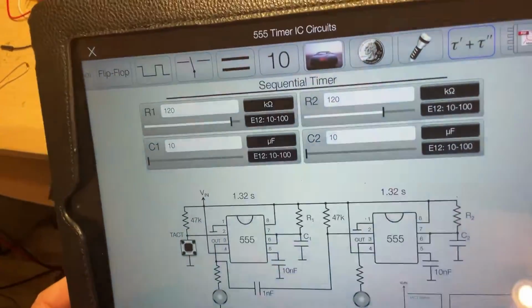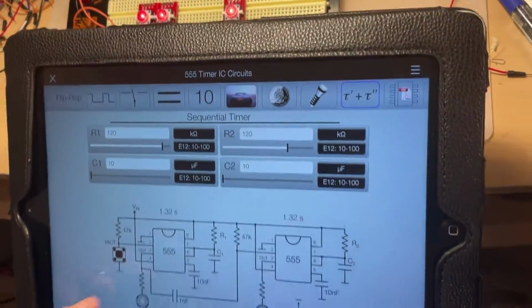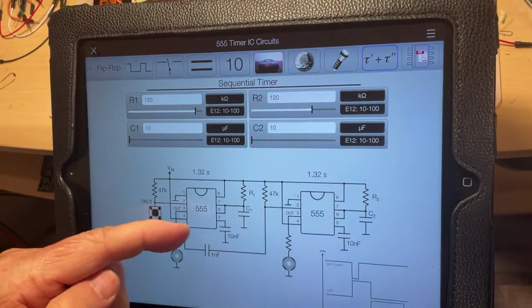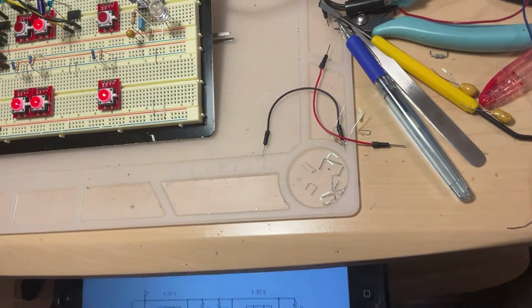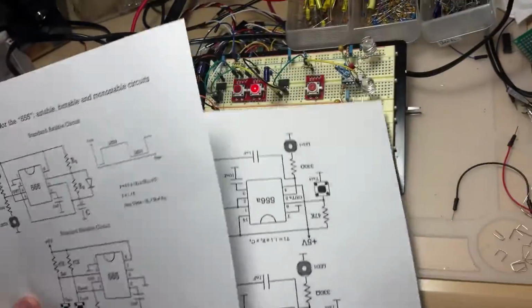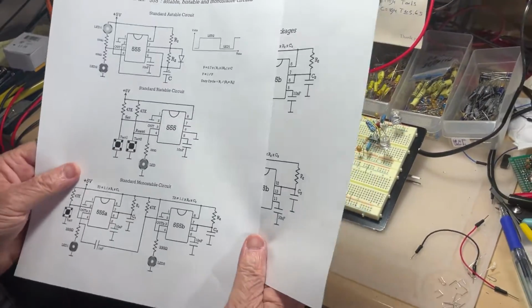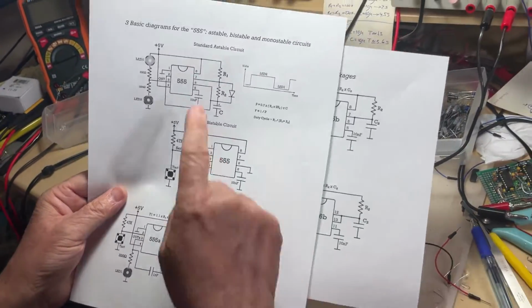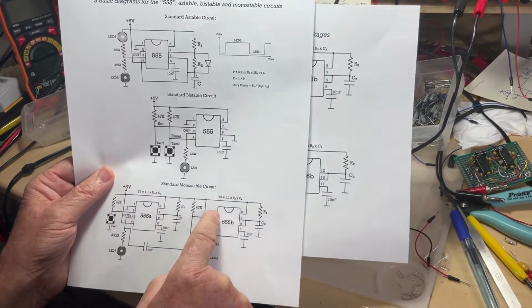Now, because I know it's going to be a bit difficult for the beginners to make the distinction between the connections 555 versus 556, I prepared here a little document. You're going to find both of them on Google Drive. I took the 4 diagrams actually from the application. This is the astable, this is the bistable, this is the monostable doubled with the 555.